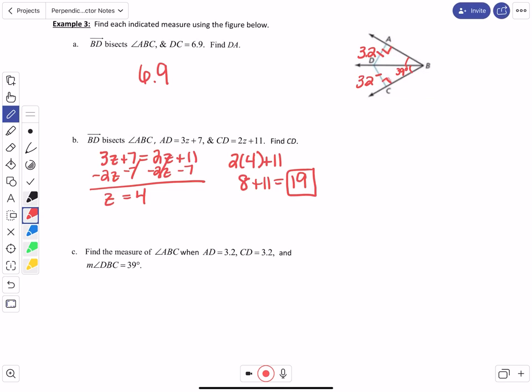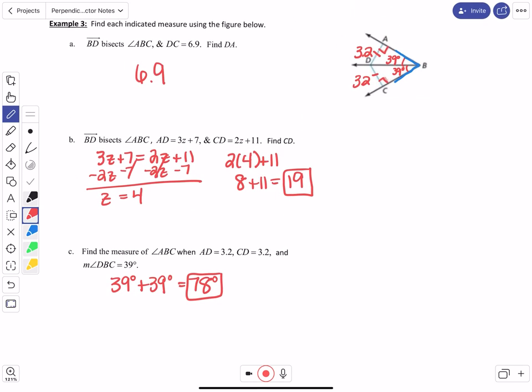Okay, so it wants to know the measure of angle ABC. So ABC is this big angle here. If this is 39 degrees, we know this angle is 39 degrees. So what we would do is 39 degrees plus 39 degrees, which is going to be 78 degrees. So that big angle is going to be 78 degrees. Okay, and that is going to conclude this set of notes.